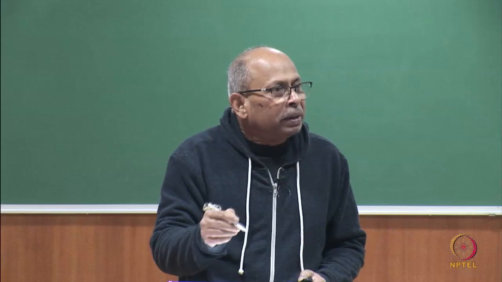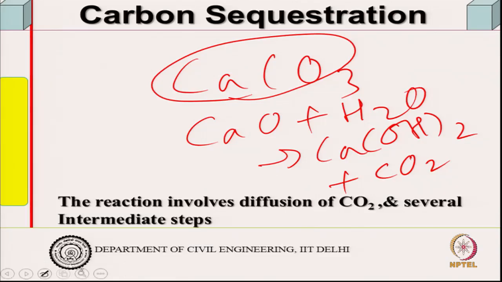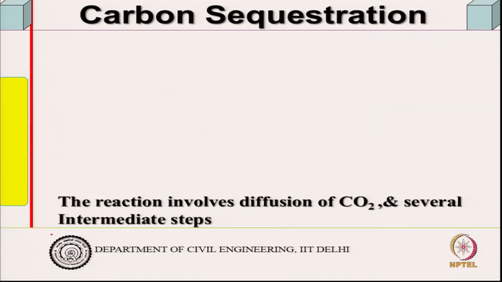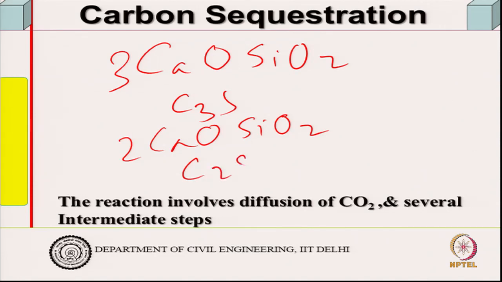So, the hydration reaction: you add water to cement, and we know that tricalcium silicate, which we call C3S, then dicalcium silicate, which we call C2S.